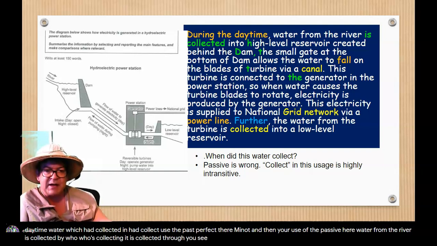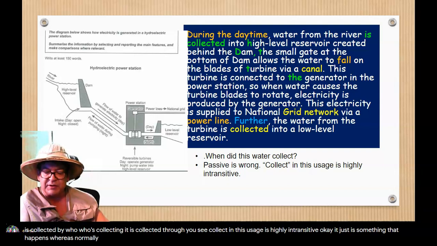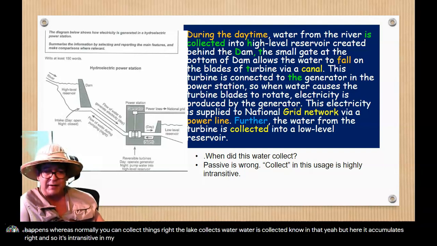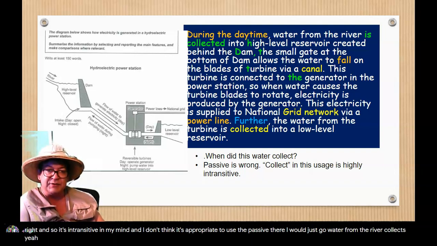You see, collect in this usage is highly intransitive. Okay? It just is something that happens. Whereas normally you can collect things, right? The lake collects water. Water is collected? No. In that, yeah, but here it accumulates, right? And so it's intransitive in my mind, and I don't think it's appropriate to use the passive. I would just go, water from the river collects into.